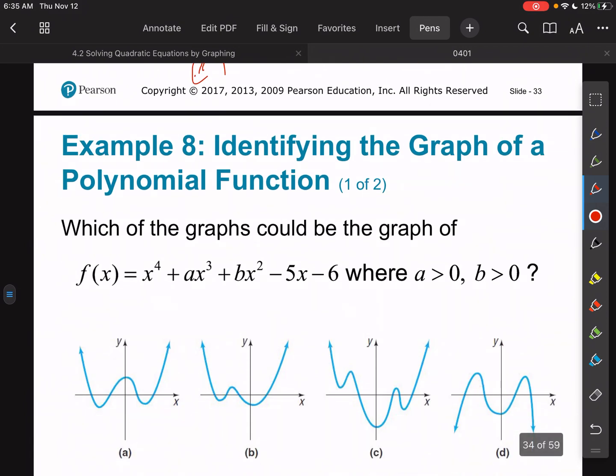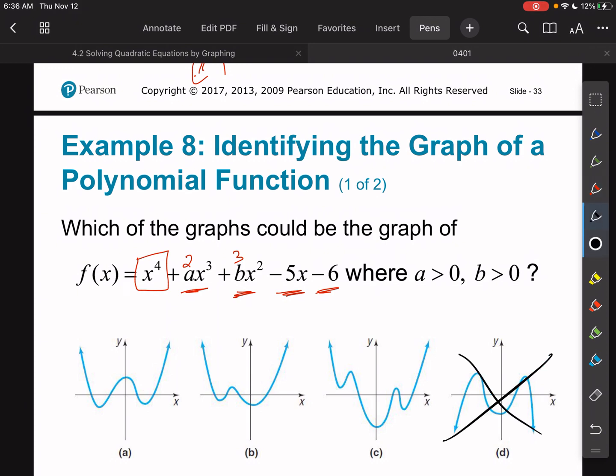Okay, so example 8 says identify the graph of the polynomial function. Which of the graphs could be the graph of x to the 4th plus ax to the 3rd plus bx squared minus 5x minus 6, where a is greater than 0, so this is like 2, and b is greater than 0, maybe it's 3, just plugging in some possibilities. They don't give us those because they don't want us to try to figure this out and plug it in. But really they want you to see that this thing is going to act like x to the 4th. That is an even function, so it's going to go off in the same direction, and it's positive. So right away, what I can cross off is this one, because this would be a negative even function, because it's facing downward. So that one does not work, all right?